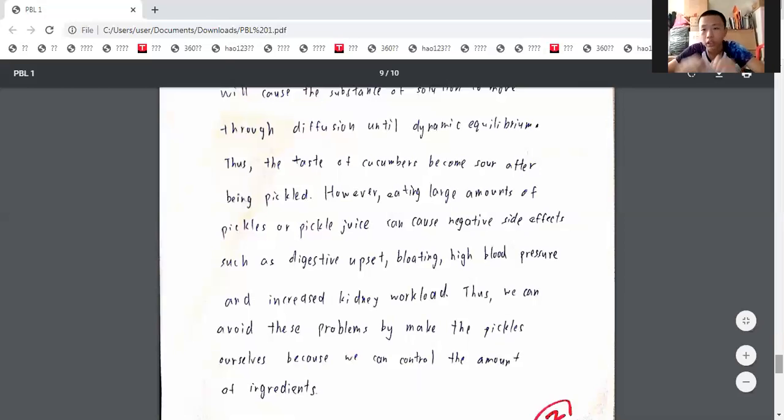However, eating large amounts of pickles or pickle juice can cause negative side effects, such as digestive upset, bloating, high blood pressure, and increased kidney workload. Thus, we can avoid these problems by making the pickles ourselves because we can control the amount of ingredients.